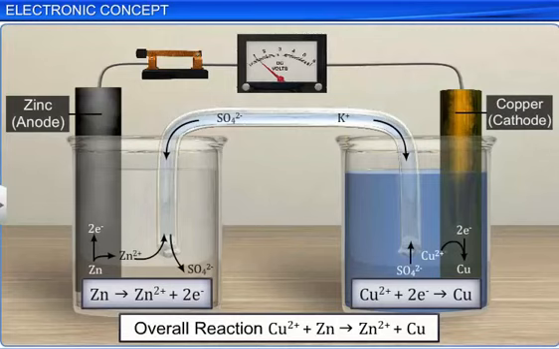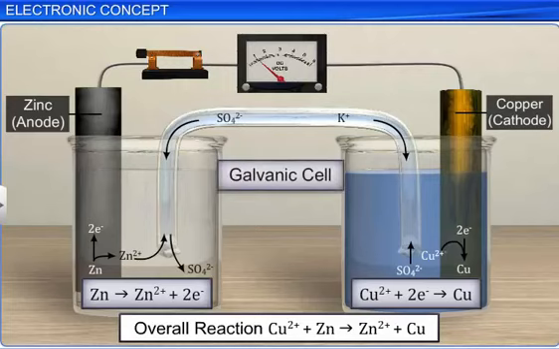Thus, the knowledge of competition between the metals to release the electrons helps us to construct galvanic cells in which the chemical energy is converted into electrical energy.